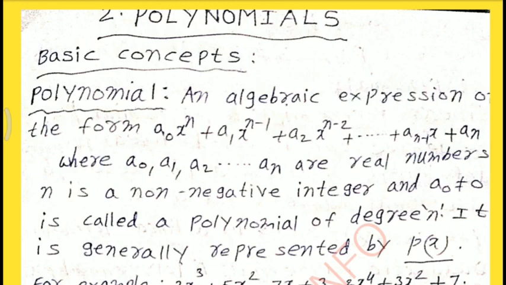పాలినామియల్ బహుపది అనగానే ఏమి? An algebraic expression of the form a0 x power n plus a1 x power n minus 1 plus a2 x power n minus 2 plus and so on plus a n minus 1 x plus an, where a0, a1, a2 and so on an are real numbers, n is a non-negative integer and a0 is not equal to 0, is called a polynomial of degree n. It is generally represented by p of x.